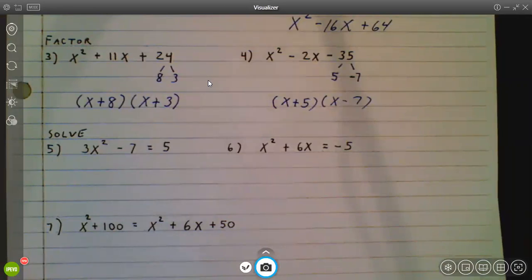Mr. Smith. Raul, what do you got? Oh, I forgot to change my name. I'm sorry, I was in Spanish class. It's Isaiah. Sorry, but I got confused on the 35. It's negative 7 because it's a negative 35, right? Correct. Okay, just making sure.